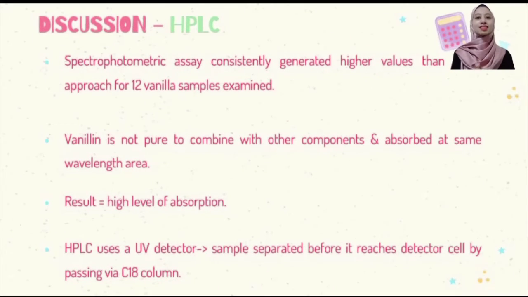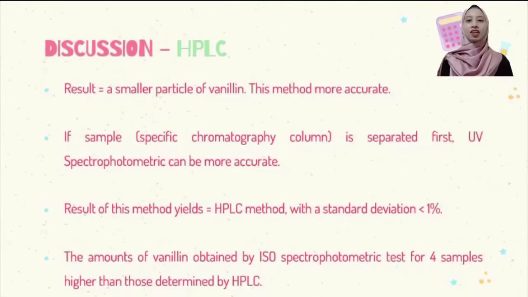The spectrophotometric assay consistently generates higher values than the HPLC approach for the 12 vanilla samples examined. Vanillin is not pure and combines with other components that absorb at the same wavelength area, so the result must be a high level of absorption. HPLC uses a UV detector, and samples can be separated before they reach the detector cells by passing through a C18 column. The result must be a smaller particle of vanillin.